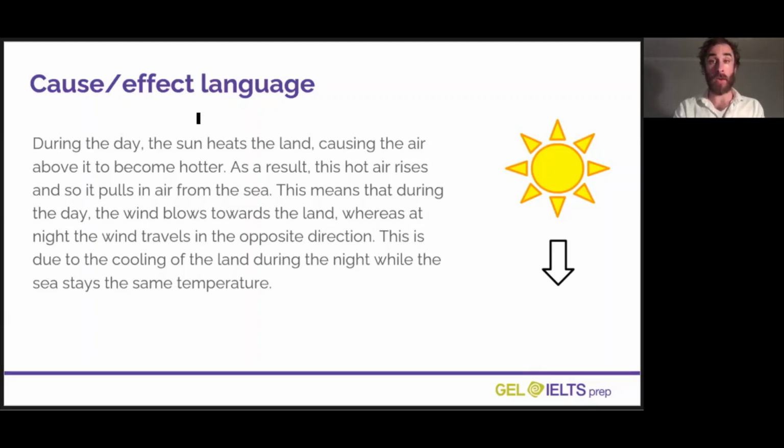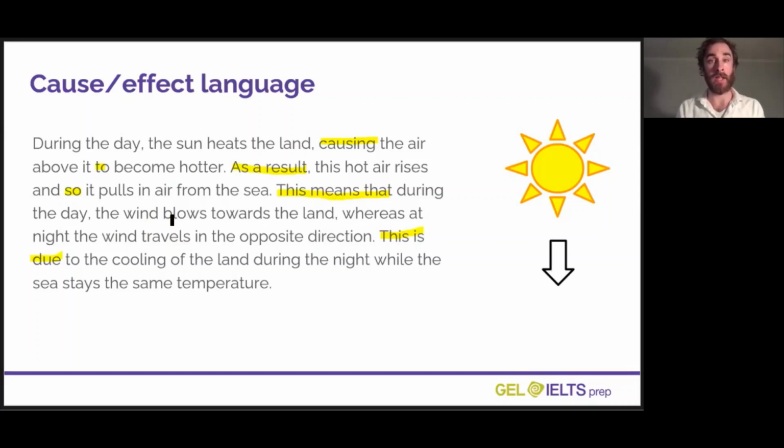So the linking language of cause and effect that this student has used is causing, so causing the air to become hotter. As a result, which introduces a result of the previous stage. So, which again gives a consequence or result. This means that, another expression to show the result of the previous stage. And we have this is due to, which explains the cause of something. So again, we have a good mix of different linking phrases of cause and effect here.